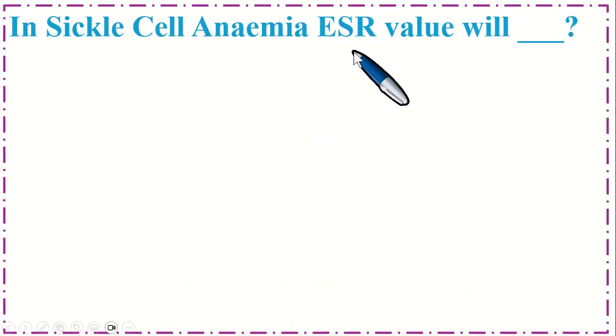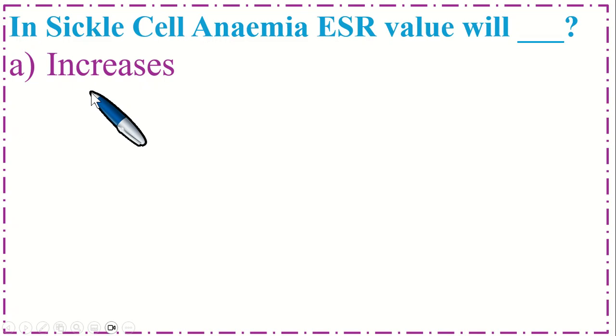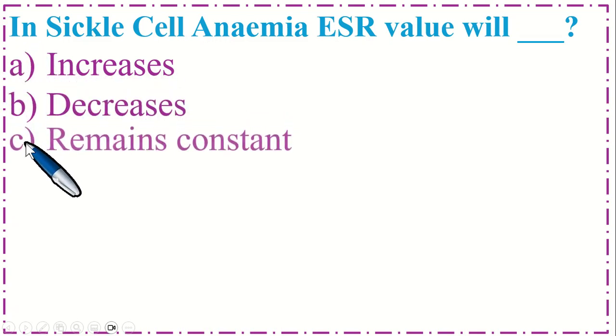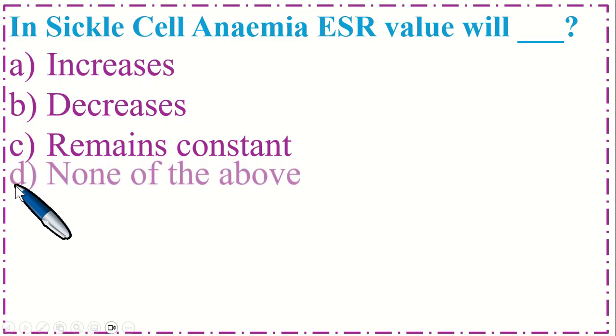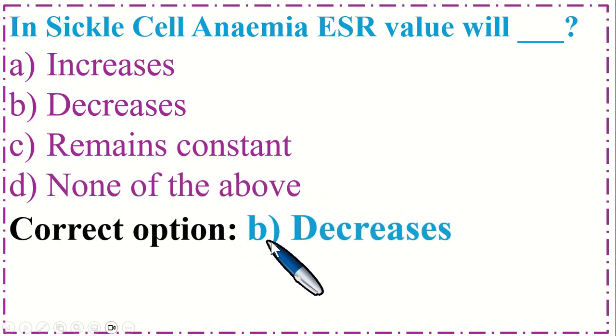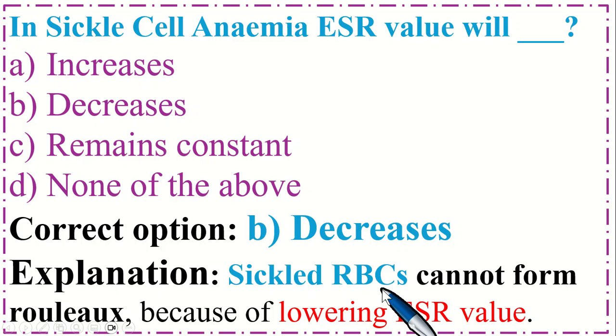In sickle cell anemia, ESR value will be option A, increases. B, decreases. C, remains constant. And option D, none of the above. So the correct option is B, decreases. Sickle RBCs cannot form rouleaux formation, because of which the ESR value is lowered.